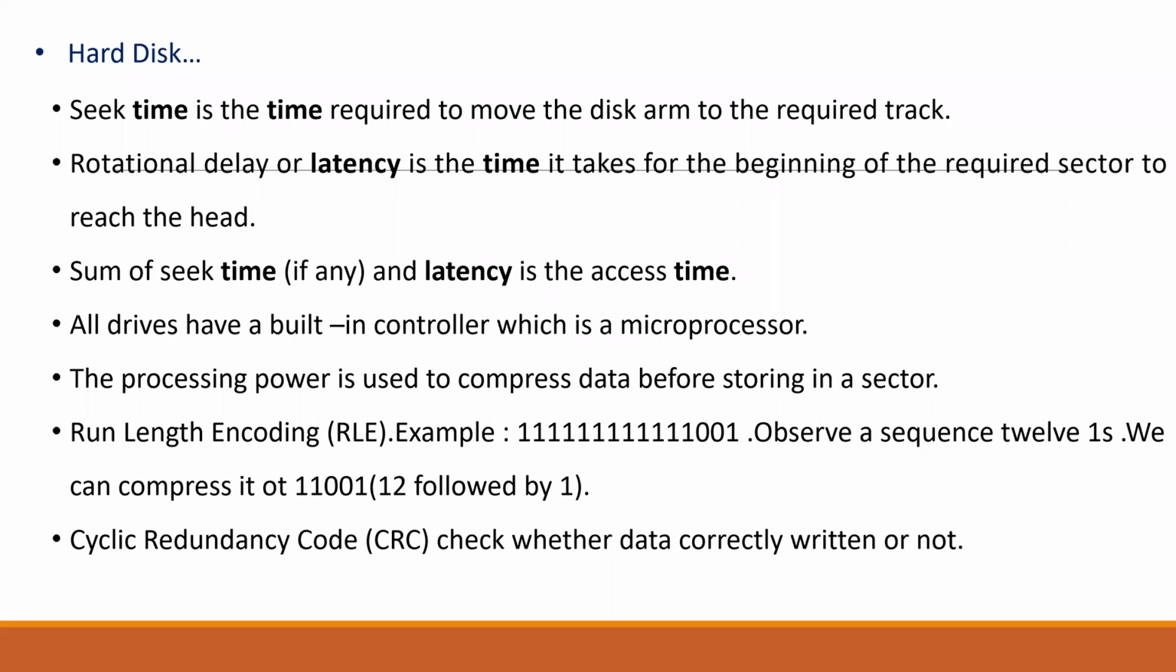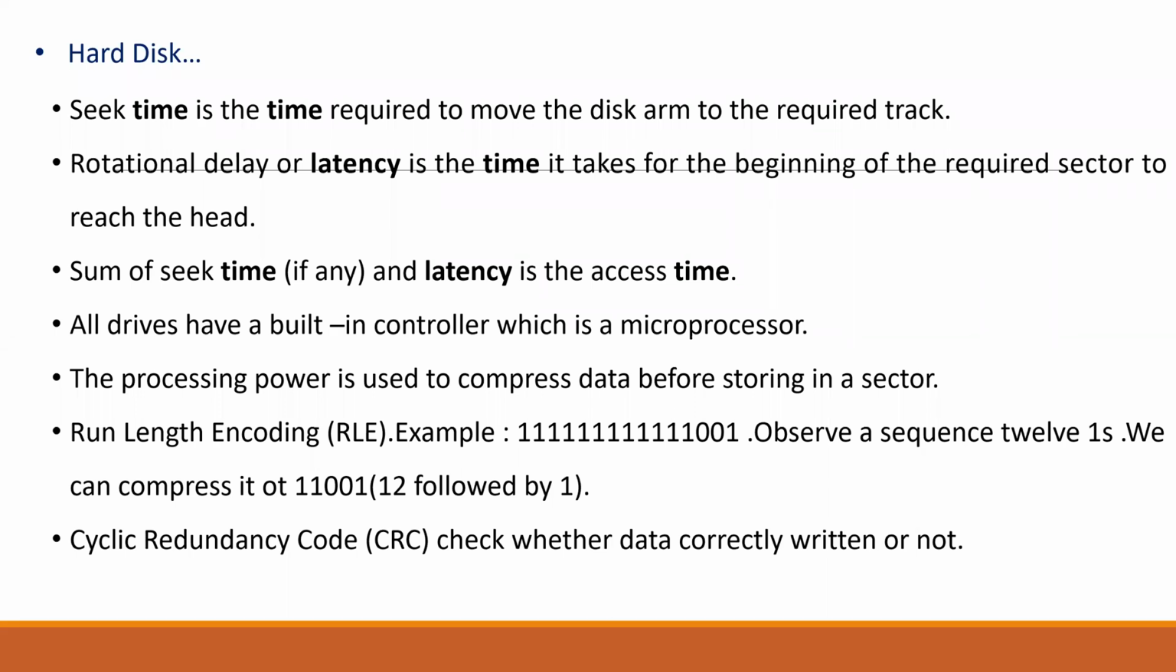You can put those 12 ones as 12 followed by 1. That means there are 12 ones, the total number of ones is 12, so you put the 12 in binary and put 1. That is run length encoding. Instead of writing 12 ones, you can put 12 and 1. That is compressing the data, and the concept is known as run length encoding.